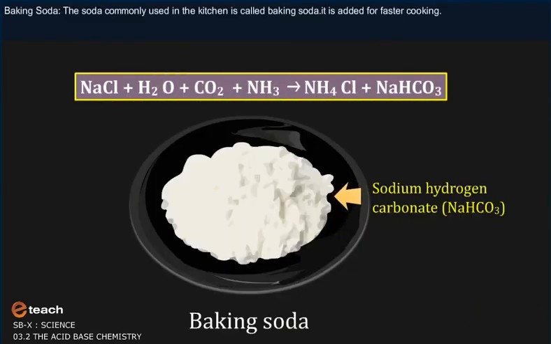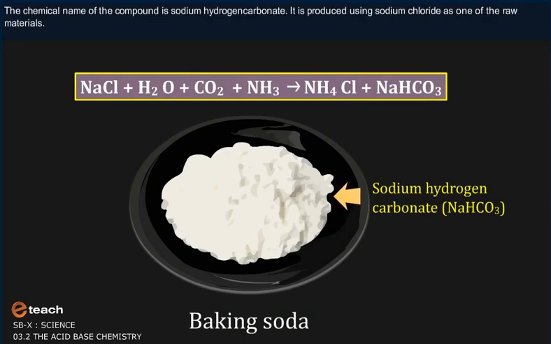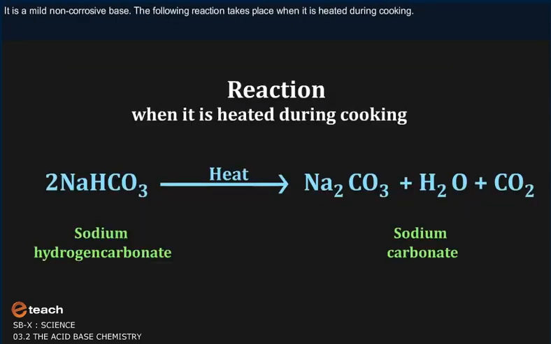Baking soda. The soda commonly used in kitchen is called baking soda. It is added for faster cooking. The chemical name of the compound is sodium hydrogen carbonate. It is produced using sodium chloride as one of the raw material. It is a mild, non-corrosive base.